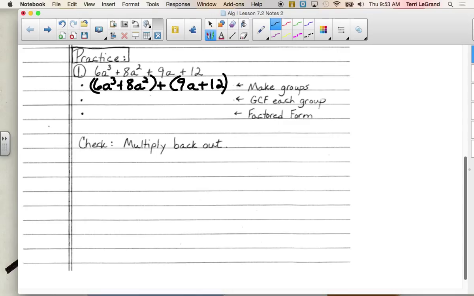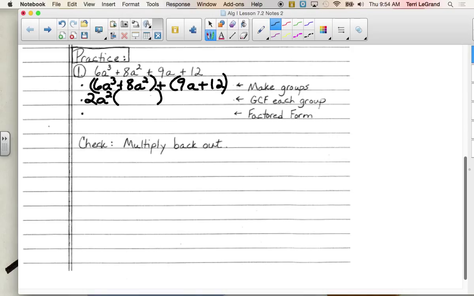So 6a cubed plus 8a squared. First thing we're going to look at is what is the largest number that can be divided out of both 6 and 8? 2, right? Okay, so we put a 2 out here. What's the most number of a's that can be divided out of a cubed and a squared? A squared, right? You have 2 of them. Okay? So there's our GCF of that group. 2a squared can be divided out of both terms.